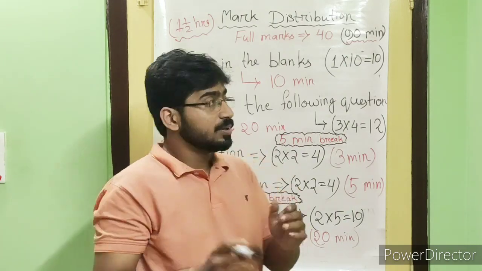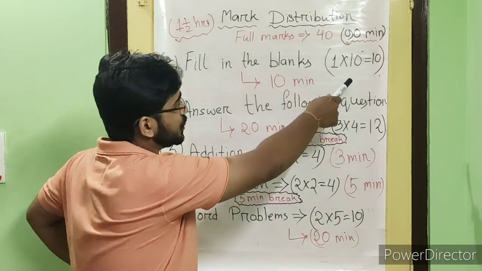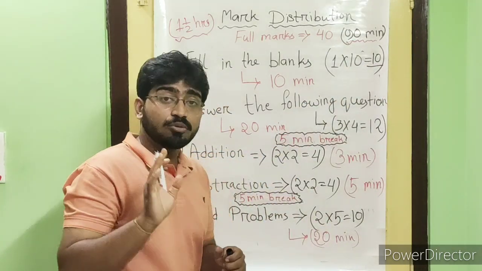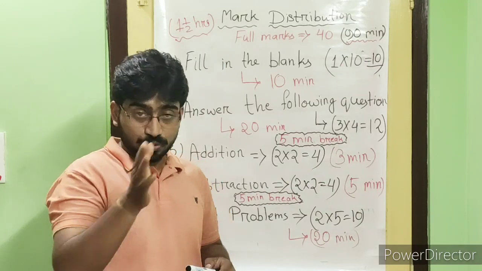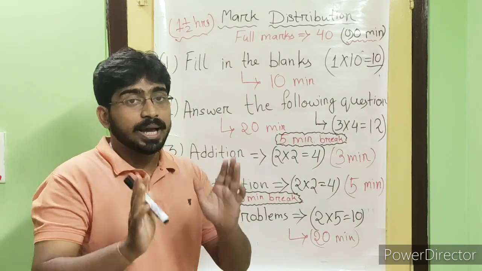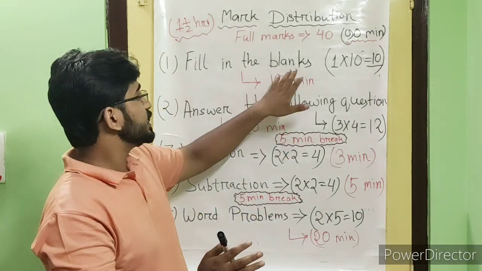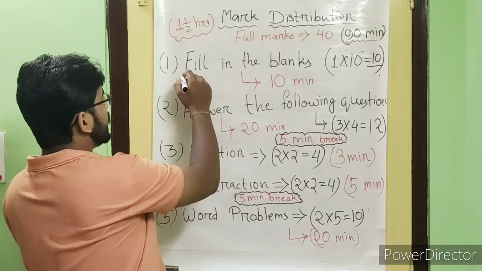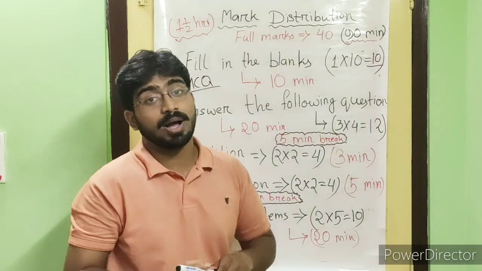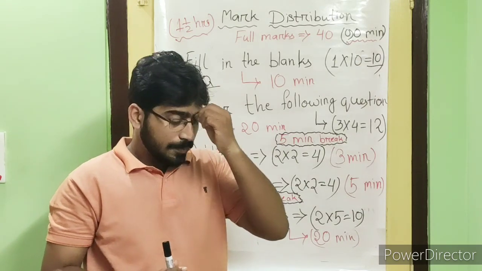Okay, start. Fill in the blanks. Fill in the blanks is for how much? 10. 1 into 10 means 10 questions will come, and each of these questions will carry 1 mark. Fill in the blanks will be for 10 marks with 10 questions, and MCQs can also come there, but it will be for 10 marks.